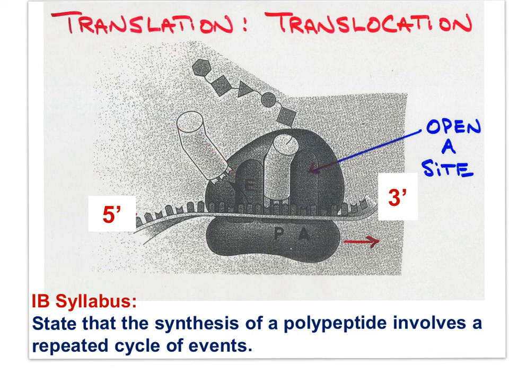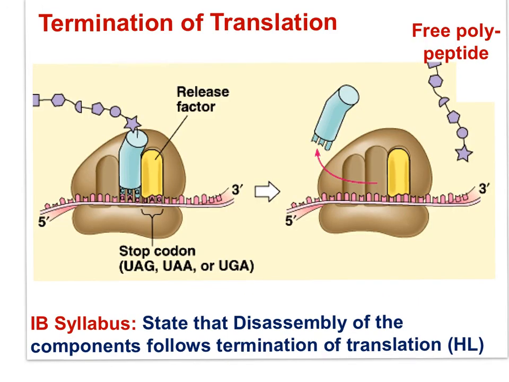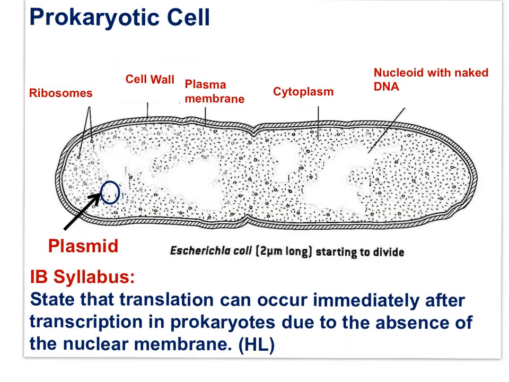The sequence of steps stated here happens repeatedly. As the ribosome translocates along the mRNA in a 5 to 3 direction, it will eventually reach a stop codon. There are no tRNA molecules that match the stop codon. Translation ends with release of the mRNA from the ribosome and a release of the newly formed polypeptide. Remember that translation in the prokaryotic cell can occur immediately after transcription due to the absence of the nuclear membrane.